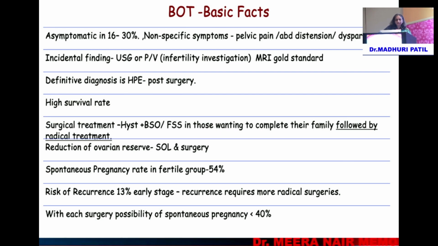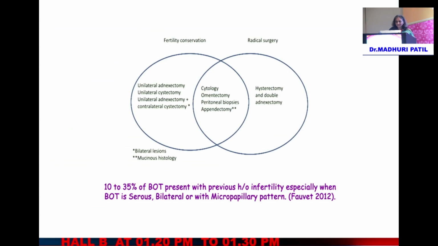And if we are going to do a cystectomy, we must realize that we are going to decrease the ovarian reserve, and the spontaneous pregnancy rate in the fertile group is about 54% after a fertility sparing surgery, and the risk of recurrence is 13 years.